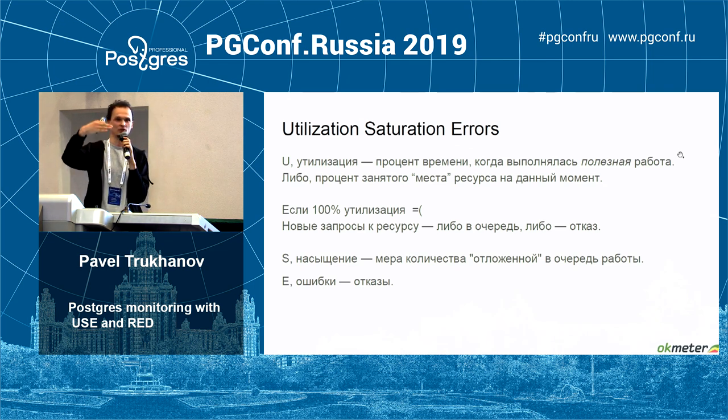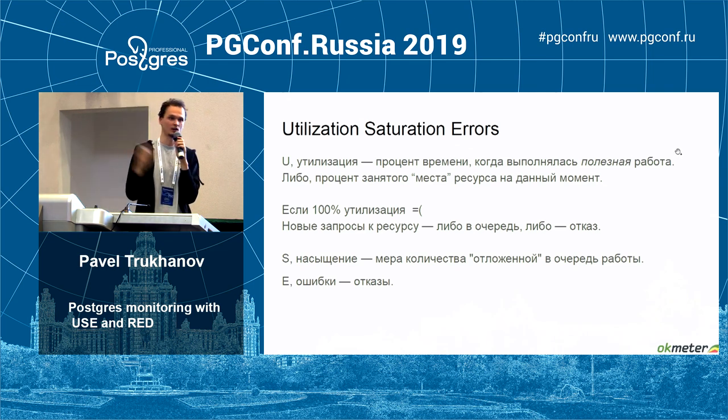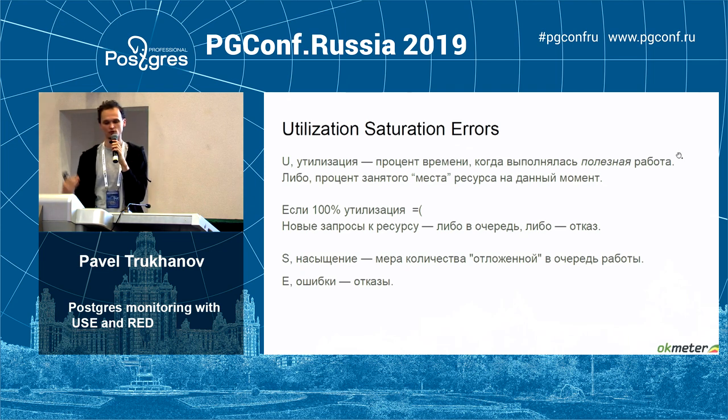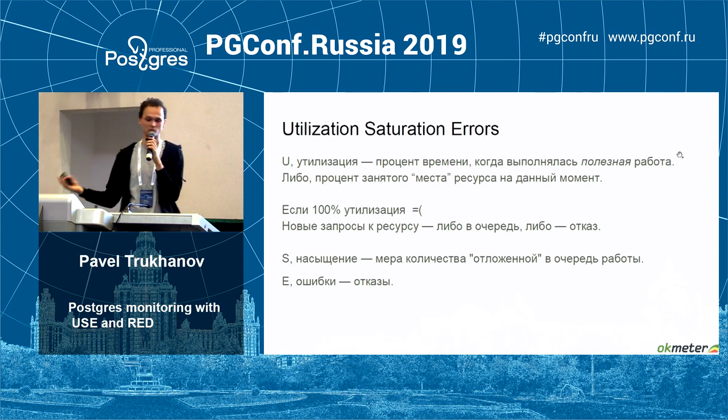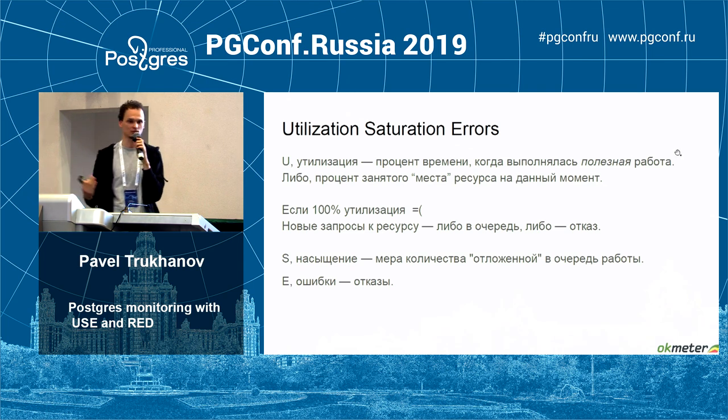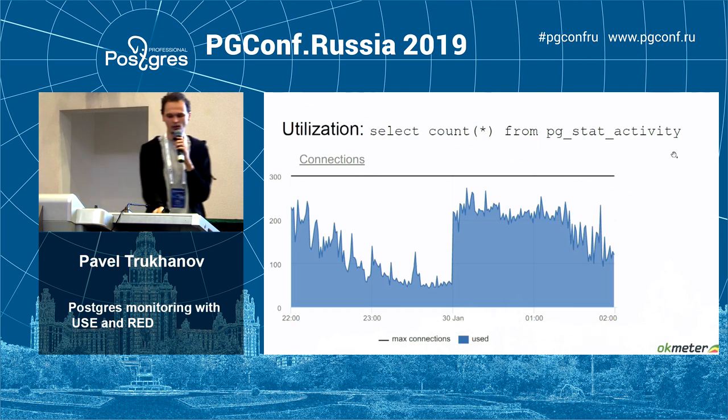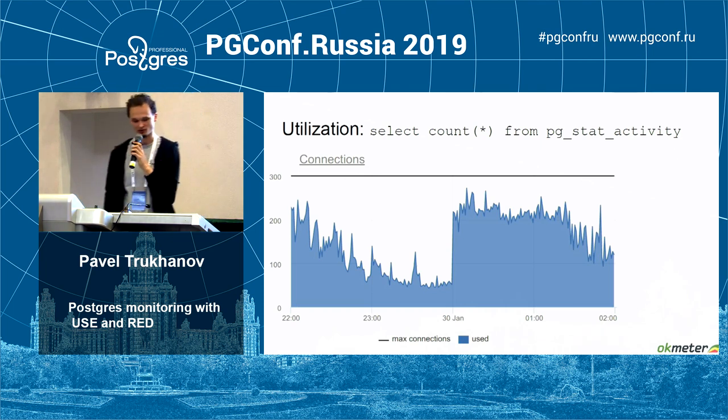We measure capacity. What happens when we actually have full capacity? First of all, everything is queued, and then we need saturation, which will measure the size of the queue. And if it is not able to queue, then it throws an error. Let's look at the backend of Postgres.